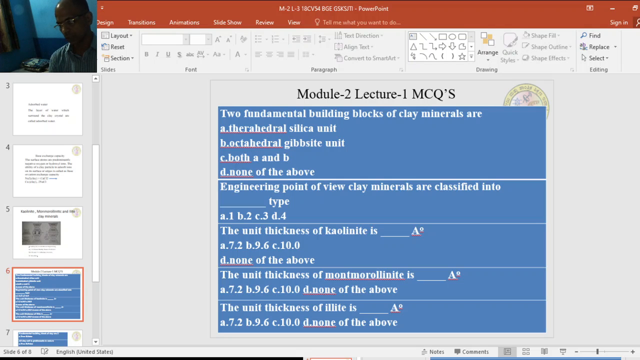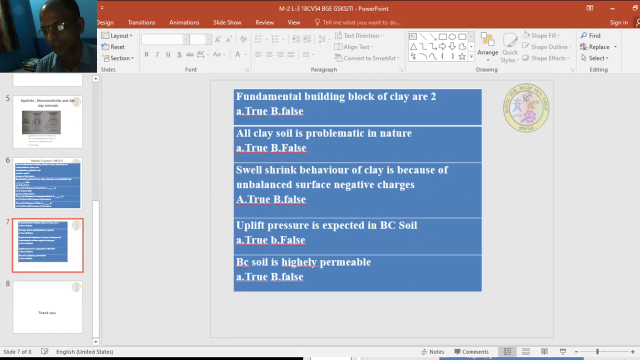The unit thickness of montmorillonite is dash angstrom: option A 7.2, option B 9.6, option C 10, option D none of the above. So your option is B, 9.6. The unit thickness of illite is dash angstrom: option A 7.2, option B 9.6, option C 10, option D none of the above. Option C, it is 10. Next, there are two fundamental building blocks of clay minerals: option A true, option B false. It is false, there are three fundamental building blocks of clay minerals.